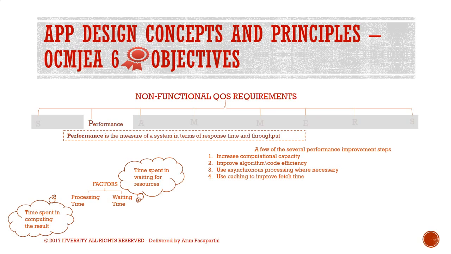Third one is caching. Now, this caching can be caching of resources like connection pools or caching of the database results so that you don't have to fetch the result again and again and still deliver faster response time to the user.